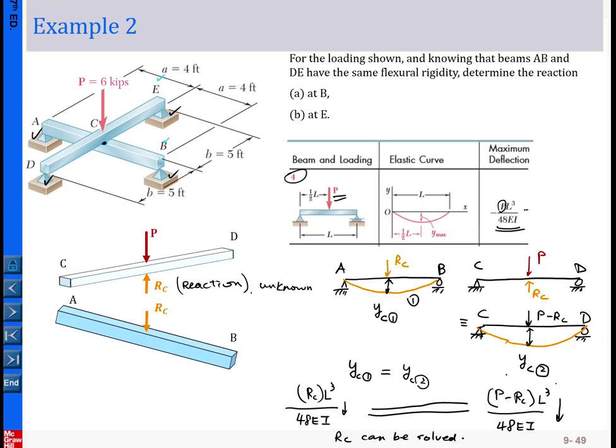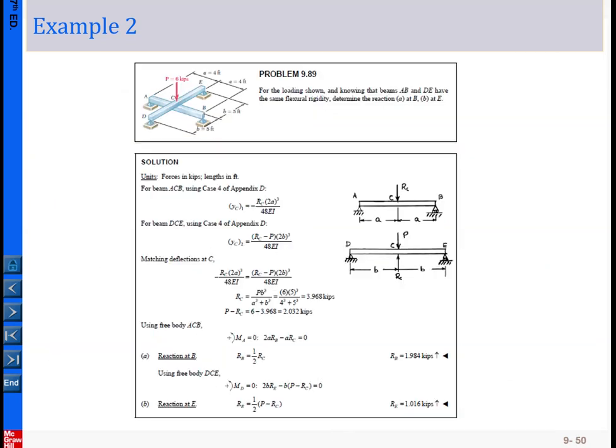So once RC is solved, the remaining reactions follow from equilibrium. You can see right away that the reaction at B should equal RC divided by 2, and the reaction at A should also be RC divided by 2. For this case, the reaction at D should equal P minus RC divided by 2, the same thing here. Okay, so this is the detailed calculation.